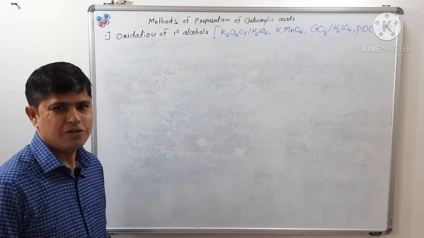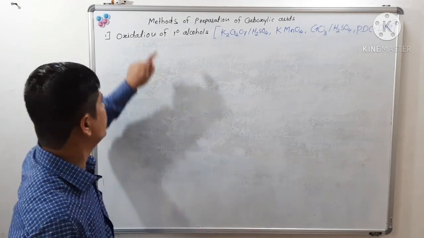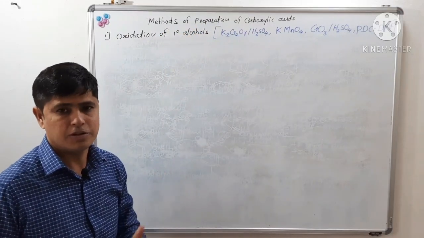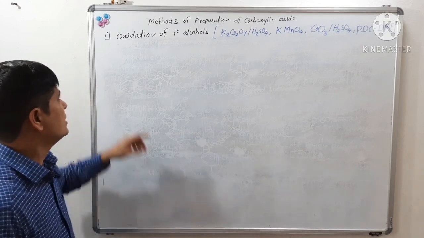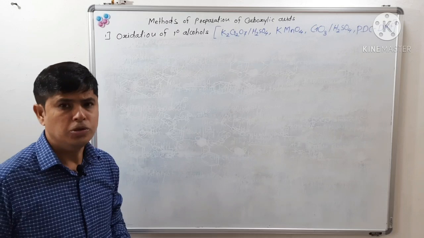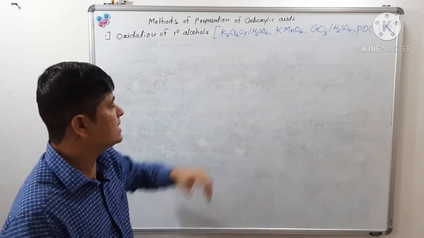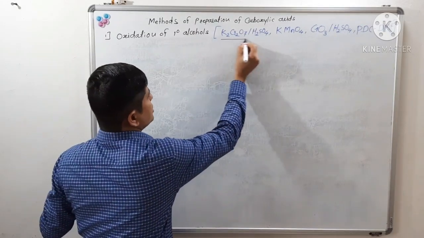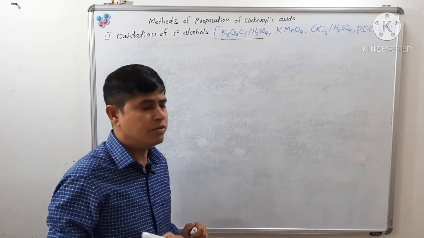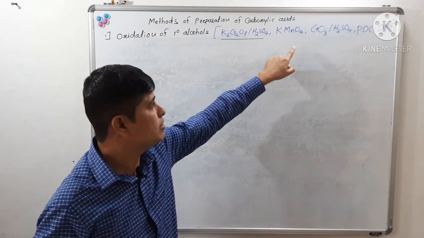Hello everyone. In this lecture we are going to see methods for the preparation of carboxylic acid. So the first method is oxidation of primary alcohol. Oxidation of primary alcohol can be carried out by oxidizing reagents like potassium dichromate in dilute H2SO4, sodium dichromate in concentrated H2SO4, or potassium permanganate, KMnO4.